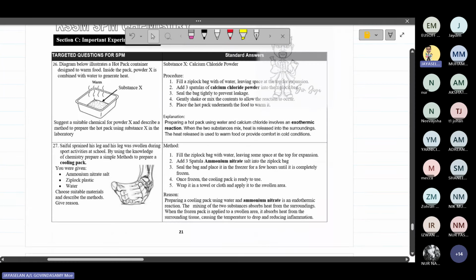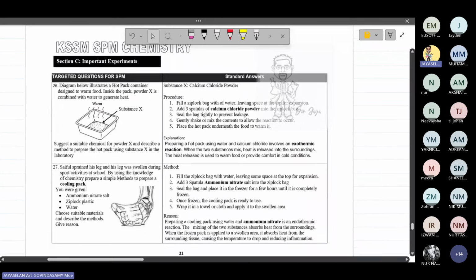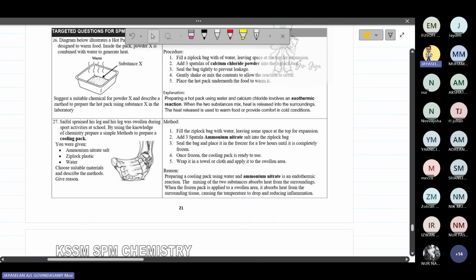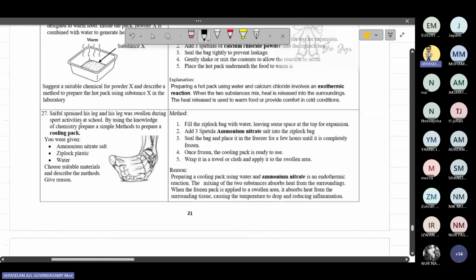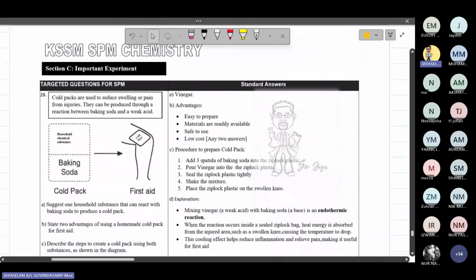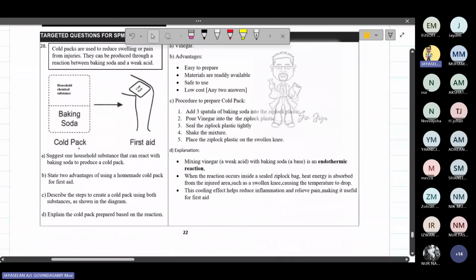Okay, next one. Katakan you punya nasib bagus, dia bagi thermochemistry, tanya soalan, lepas tu dia suruh kamu produce cold pack. Cold pack dekat sekolah, itu adalah cold pack. Cold pack ada dua jenis. Sport activity dia bagi macam ni. You have to use this one lah. Okay, one more dia kata barang yang ada dekat rumah.